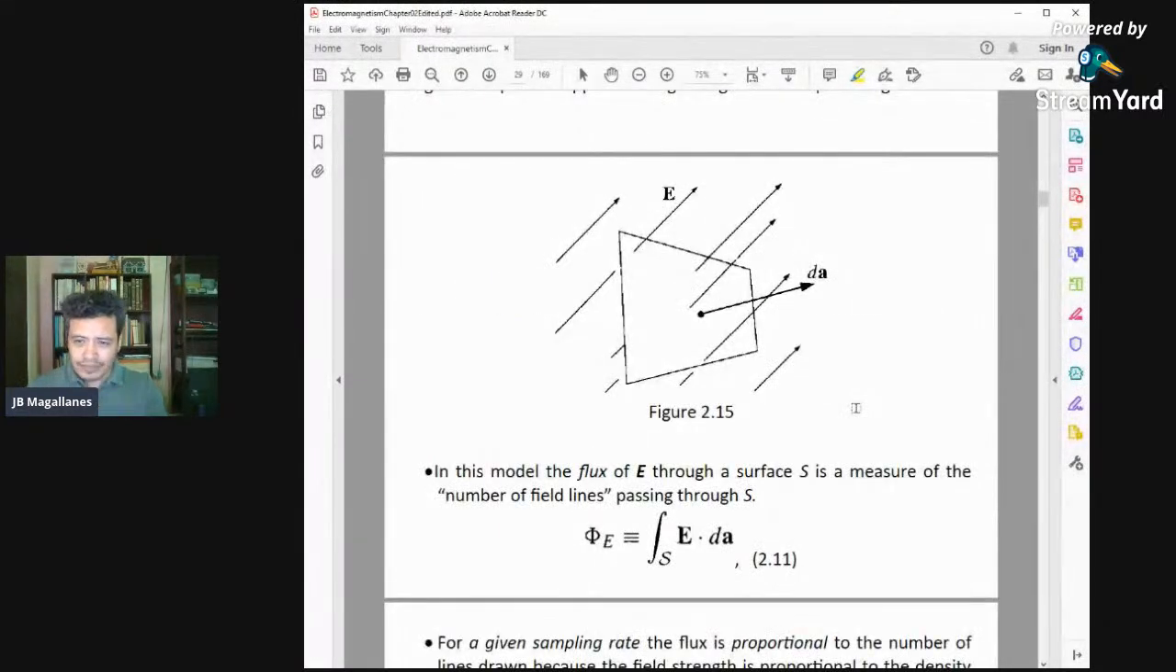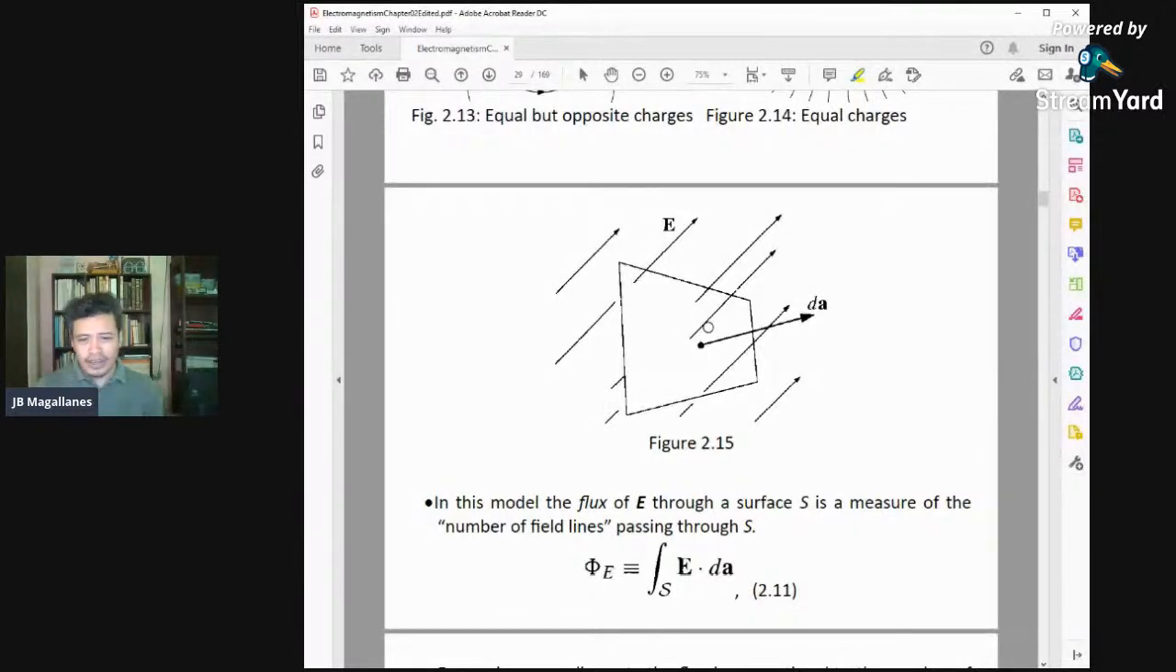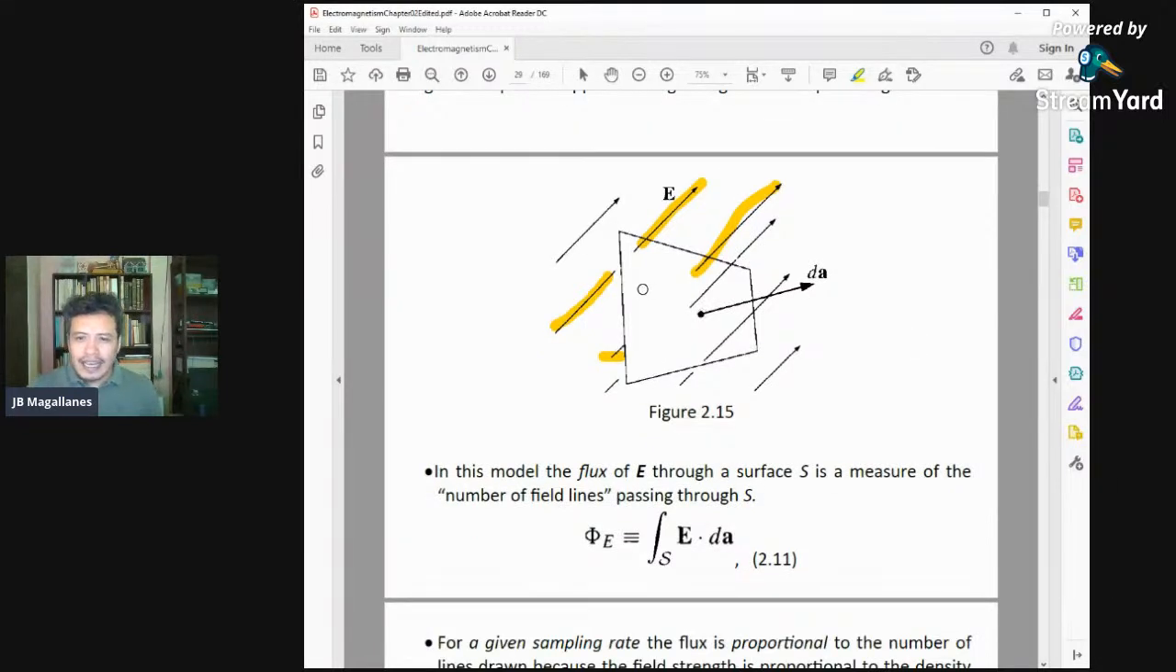When you imagine an area near a charge, you will assume that there are field lines coming out or coming into that area, depending on the orientation. In this case, you have an area here, dA, and field lines are coming out of this area. Of course, there are infinitely many lines that come out of the area, but to measure it, we define the flux of some field. In this case, you have flux of electric field.